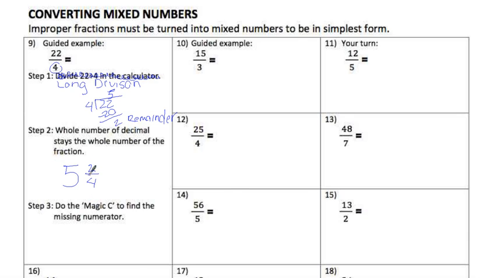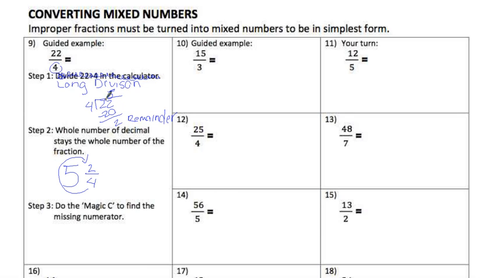And then the other thing that you need to do is make sure that you simplify. Now, when it talks about the magic C, that's when we convert improper fractions into mixed numbers and mixed numbers into improper fractions, and we're going to talk about that on the next page. But that's just the method I showed you. So if you don't want to do long division, think in your head, how many times does 4 go into 22? 5 times. 4 times 5 is 20, plus 2 more would give me 22 for the numerator.